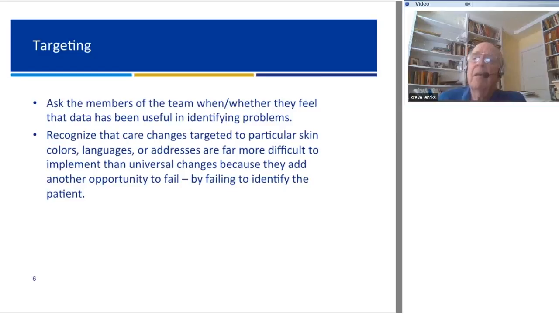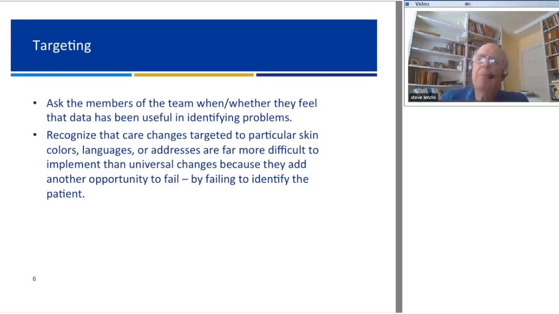One of the things that folks will say is that data can help you target your interventions and identify the problems. If you ask members of your team when or to what extent they feel that data has actually been critical in identifying problems, I think you'll be a bit disappointed. And if you ask them when knowing about a population's relative disparities helps them to know what to do to improve those disparities, I think, again, you'll feel disappointed.